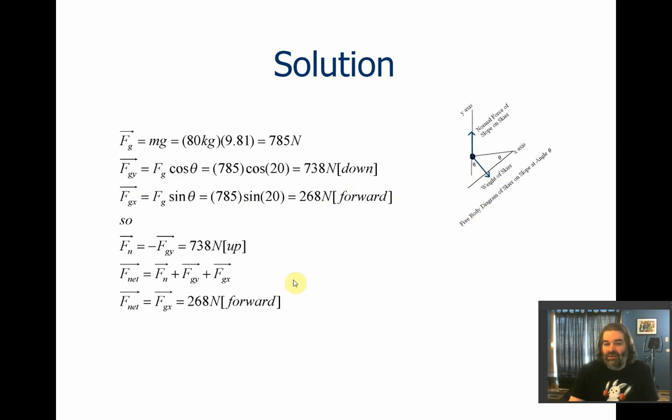Now you can look at it and say, well, wait a minute. Now I know what the normal force must be, because it must balance that y component. I know what the x component is because it's the part that's there. So these two are going to cancel out. All that I'm left with is my horizontal component, and that's the net force on the skier forward down the hill.